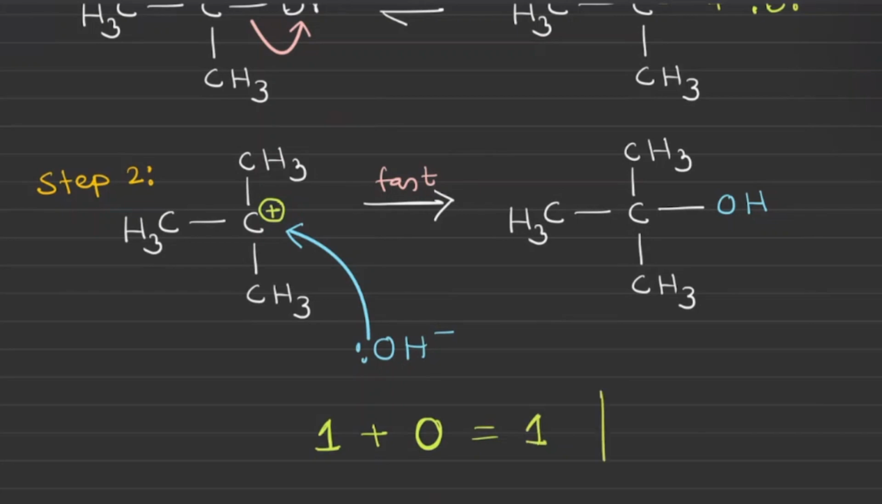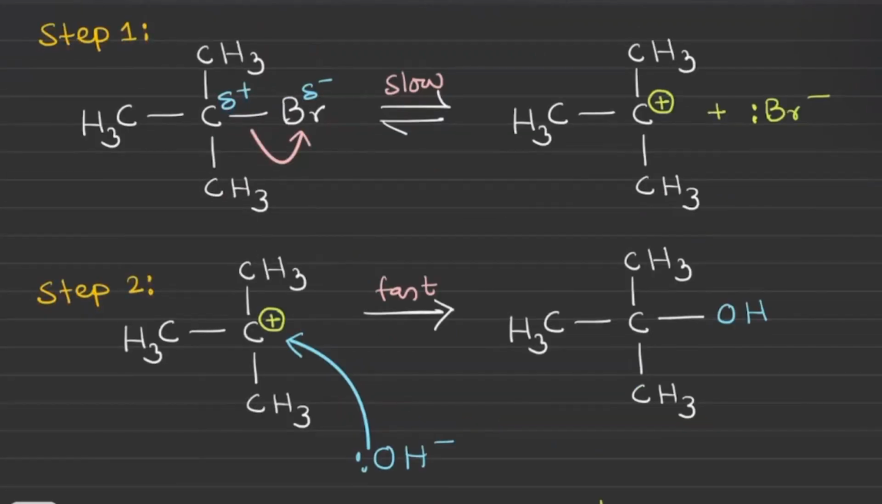And this is why this mechanism is called SN1 mechanism. Here S stands for substitution, N stands for nucleophilic, and 1 stands for it is mechanism of first order. So this is nucleophilic substitution of first order that occurs when I heat a tertiary halogenalkane with hydroxide ion.